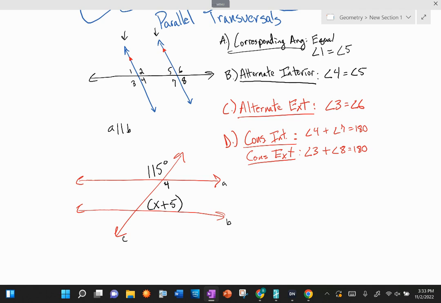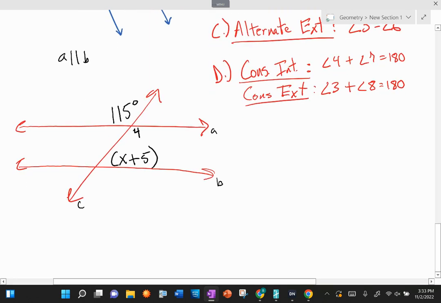Okay, let's look at it. Come back, please. Let's come back together now. 3, 2, 1. Okay. So we determined that 115 and angle 4 are vertical angles to each other, which means they equal each other, right? So we know that this is 115. Okay. So hopefully we could get that step.